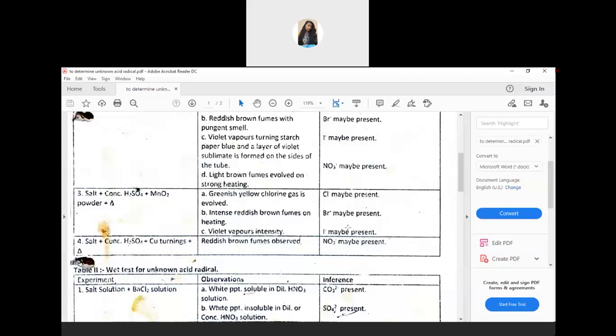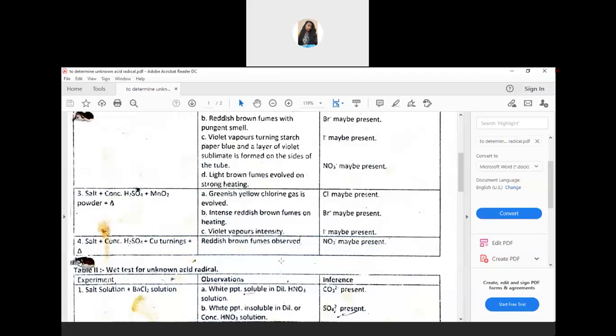After that, the number 4 test is salt plus concentrated H2SO4 plus copper. Then you have to heat it. For this test, you can observe one observation. That one is reddish brown fumes can be observed. If you find reddish brown fumes coming out from the test tube, that means nitrite may be present. Got it? If you cannot observe reddish brown fumes, that means nitrite absent.